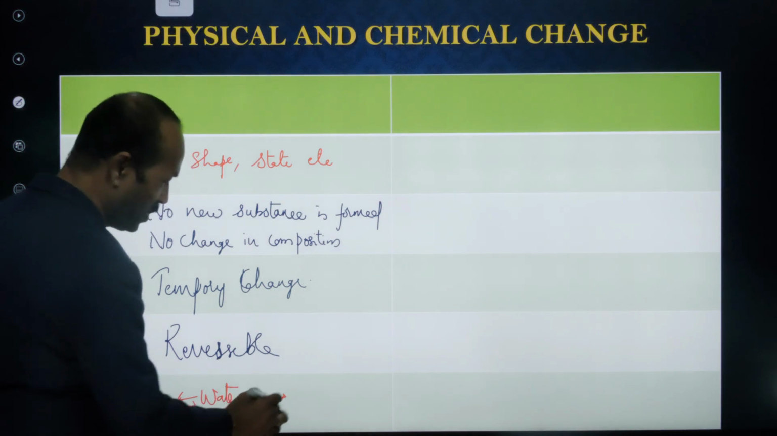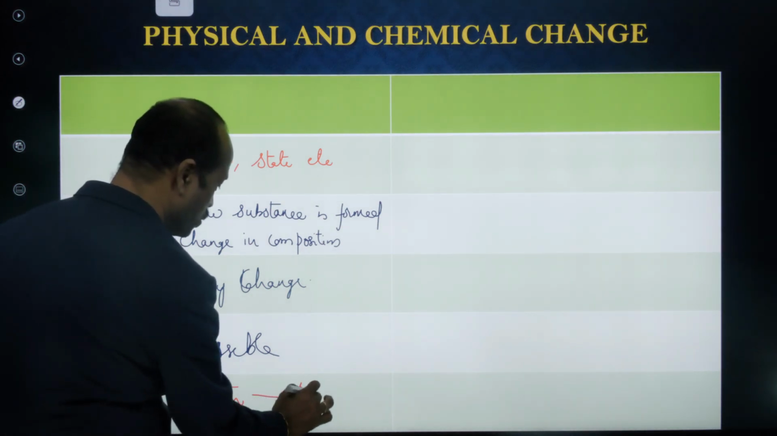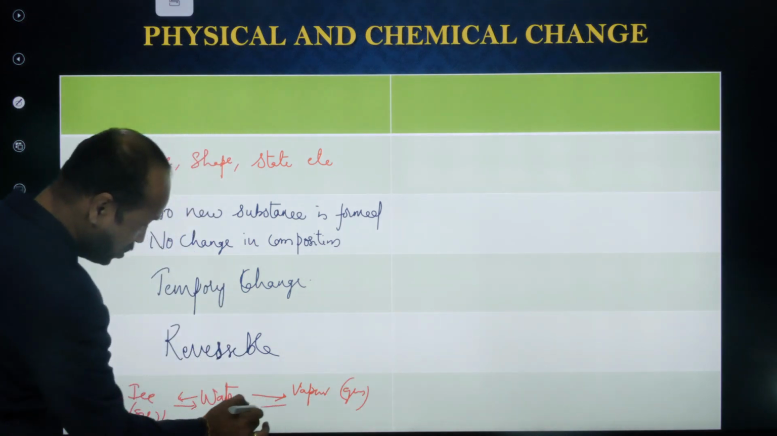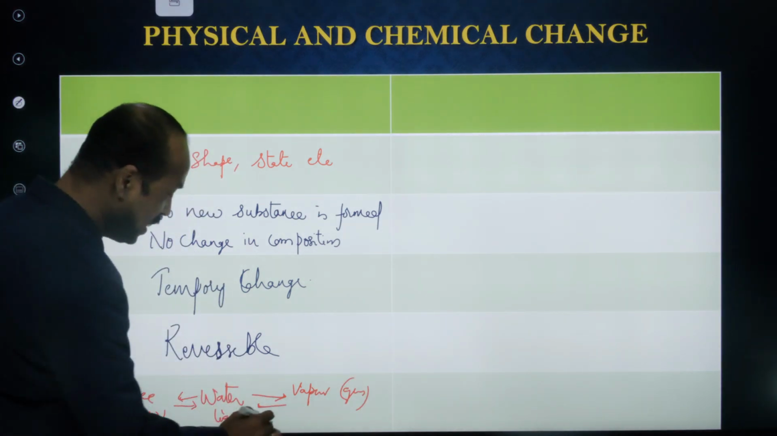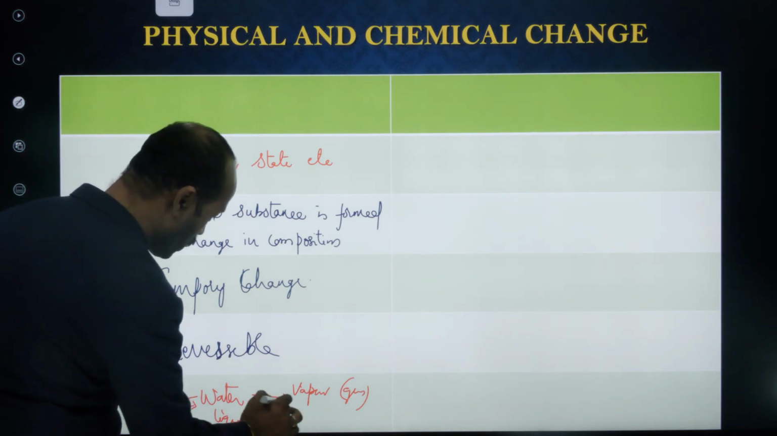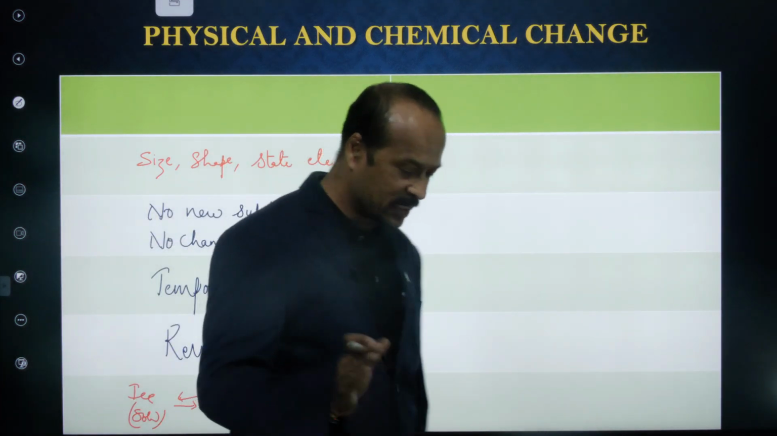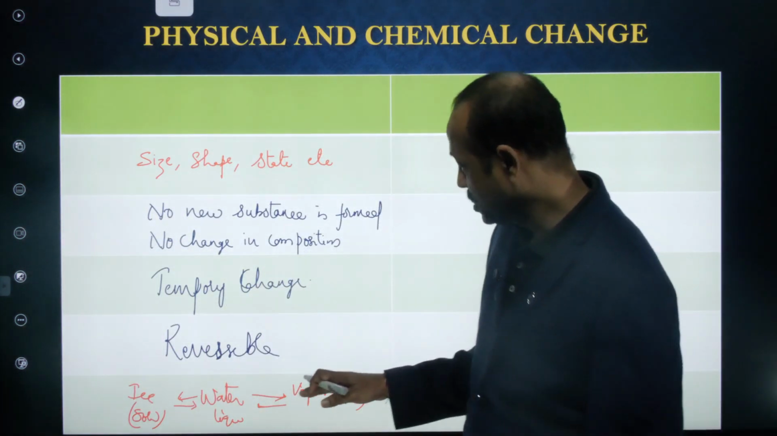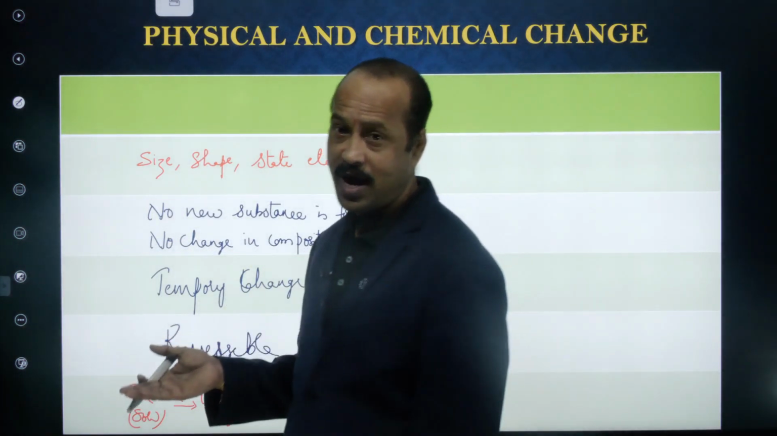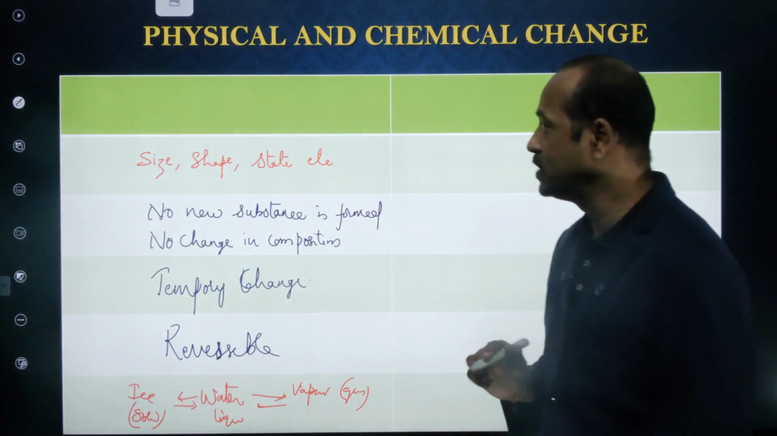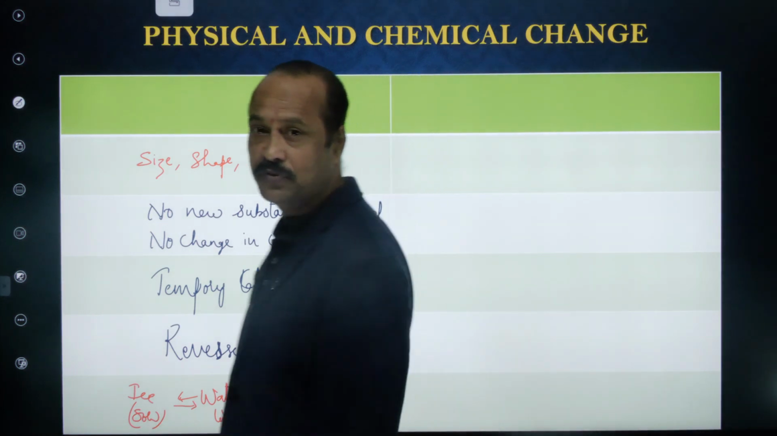If I boil the water, water becomes vapor. So vapor is which state? Gaseous state. Again, if I condense, do you know the condensation? If I condense, again it becomes liquid. So water can change into ice, ice can change into water. Again, water can be changed into vapor, vapor can be changed into water. So this type of change is called physical change. Is this clear, students? Physical change.